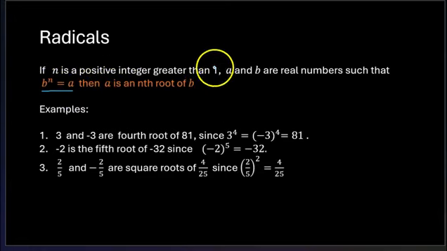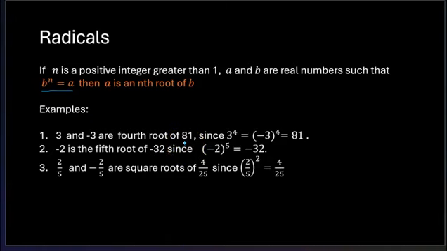Now let us illustrate. Here we have 3 is a fourth root of 81. So why is that the case? Because 3 raised to 4 is 81. So 3 is a fourth root of 81. But negative 3 is also a fourth root of 81 because negative 3 raised to 4 is 81. So this is an example wherein you have two fourth roots of 81.